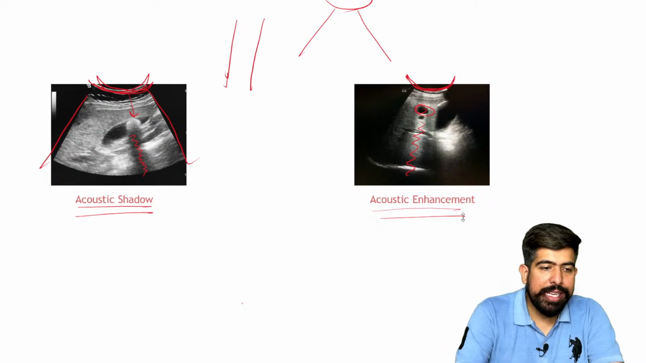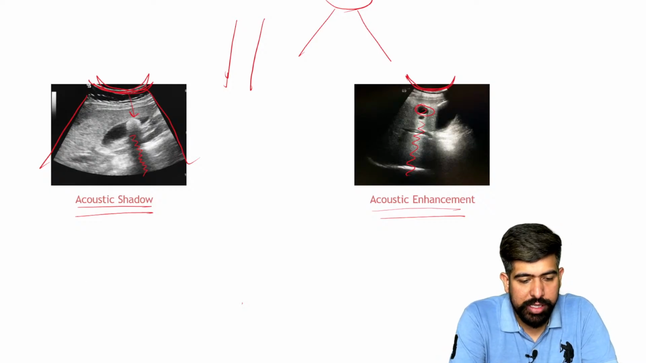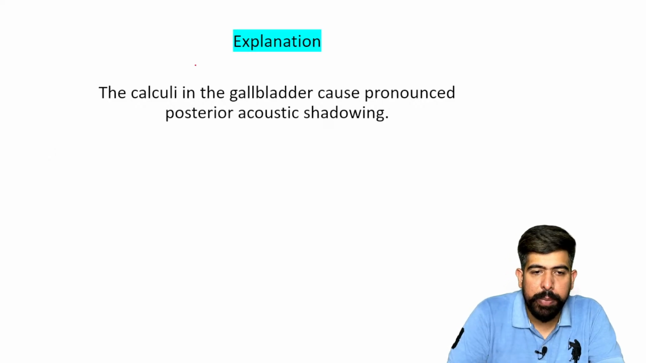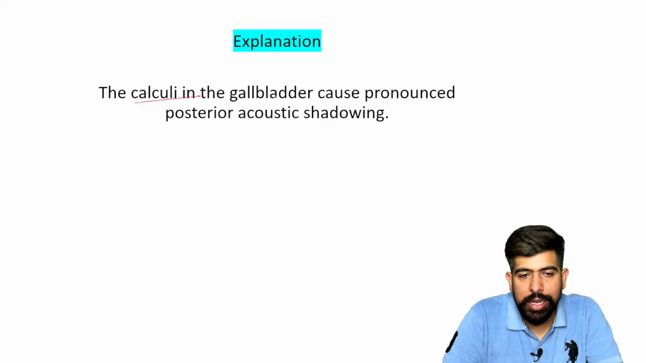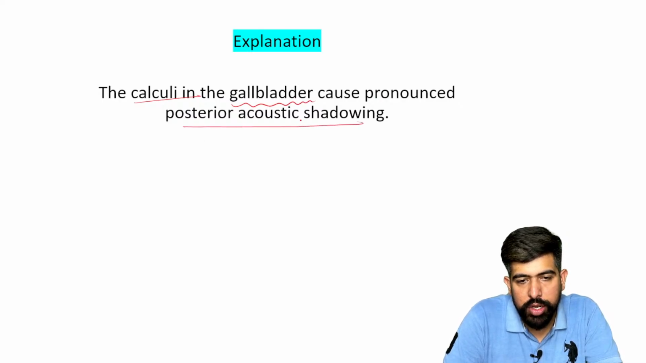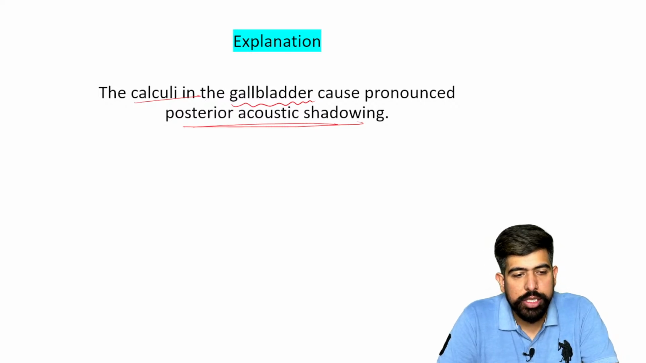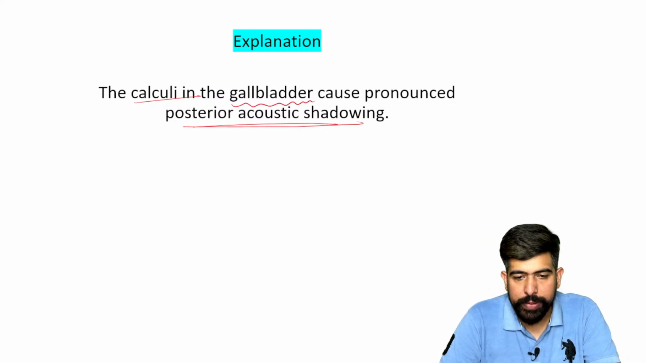So this is about the basics of the USG, which is the base of USG. I just told you over there. We talked about that particular one: this is the calculi in the gallbladder, which causes a pronounced posterior acoustic shadow. Perfect.